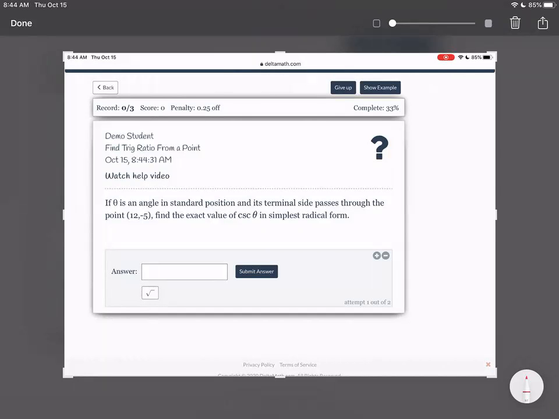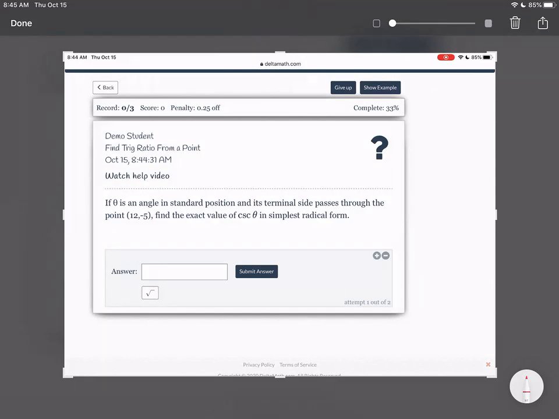All right, so this is still a very similar process. So it's just kind of given to us differently. Let me read the problem for you guys. If theta is an angle in standard position and its terminal side passes through the point (12, -5), find the exact value of cosecant theta in simplest radical form.